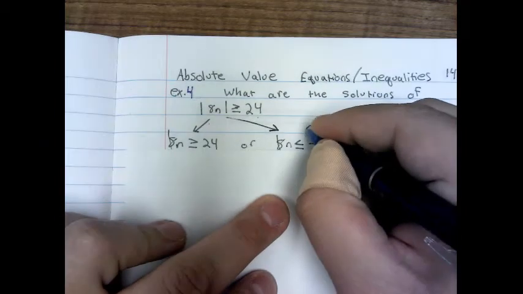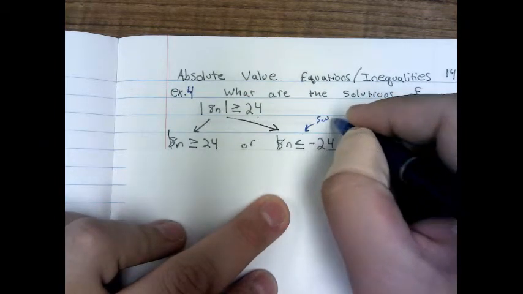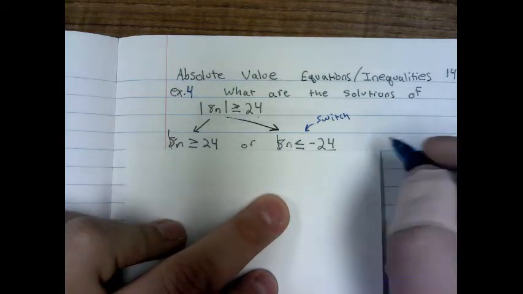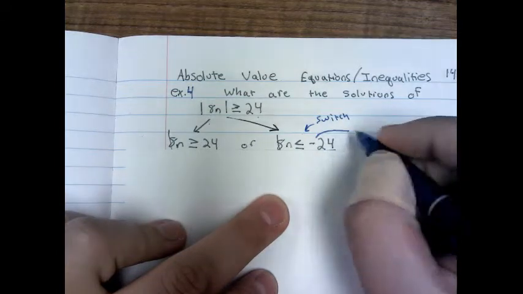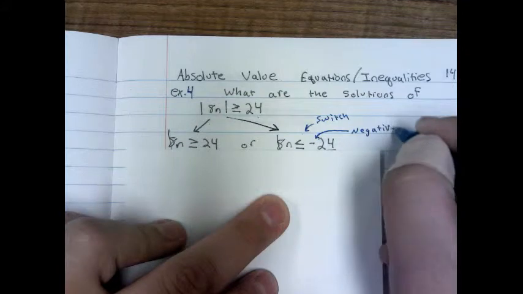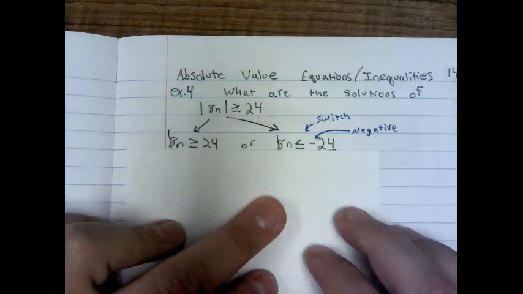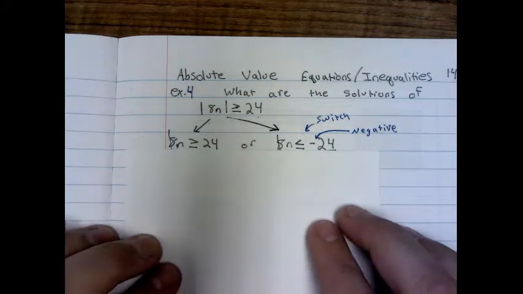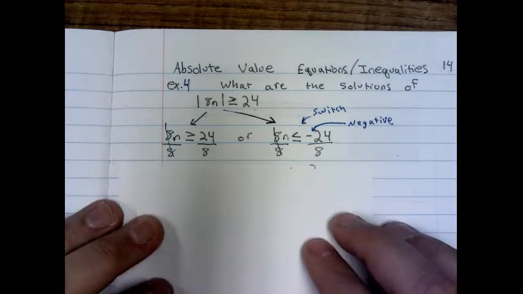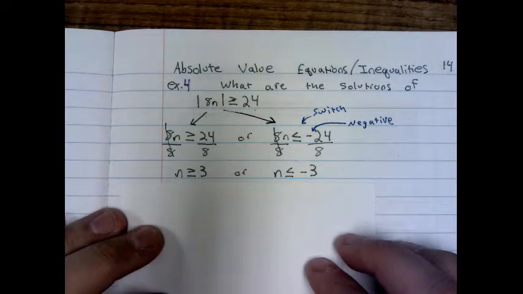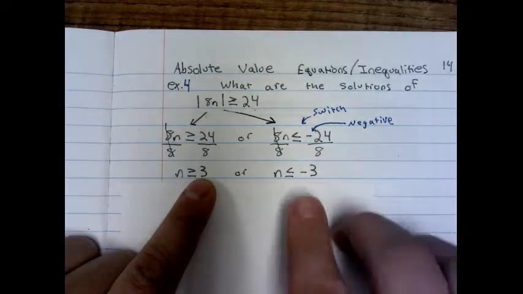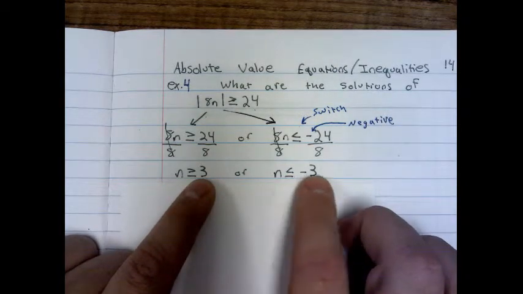Remember here that the key is I switch that inequality symbol, or flip it, and then this becomes negative. And I do that for every single one. It doesn't matter if it's greater than or less than. And then I solve each one individually. So both of these I divide by 8. I get n is greater than or equal to 3 over here, or n is less than or equal to negative 3.